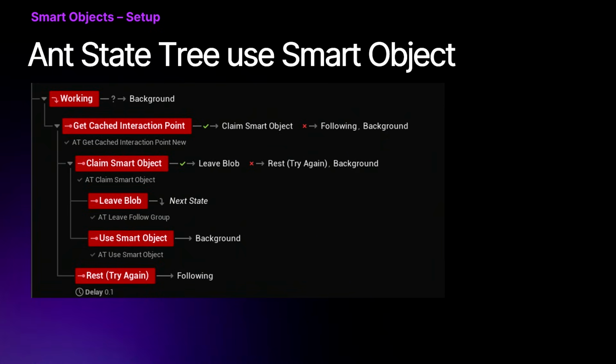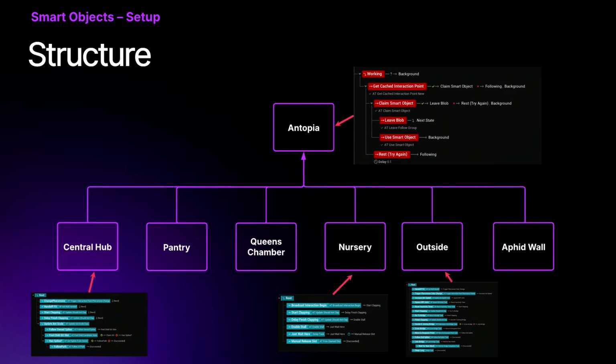So with those tasks, we can build the logic flow of how the ants will use them. Basically, we don't have find smart object. They get information from the visitor they follow. Then they will claim the slot and try to use it. So that basically completes our structure of this whole smart ant system.